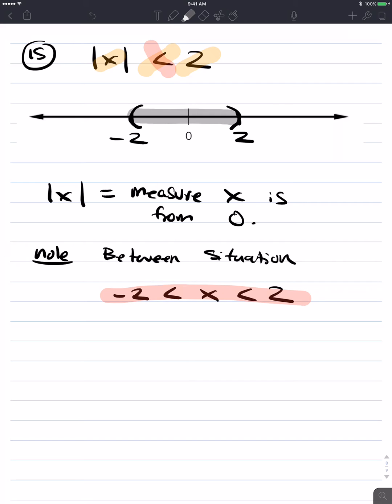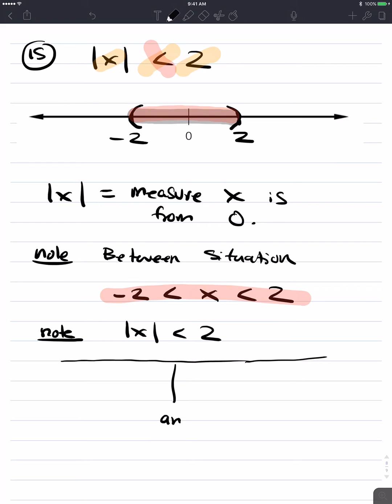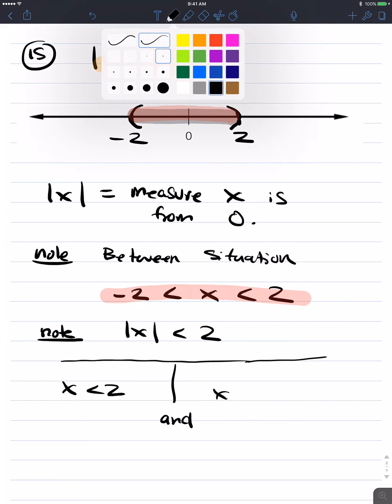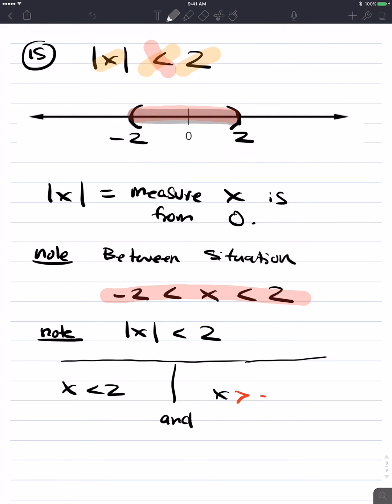This is what we're going to use for the absolute value being less than 2. I'm also going to point out something else. Let's note, the absolute value of x being less than 2 can also be thought of as an intersection. x less than 2 and x greater than -2.